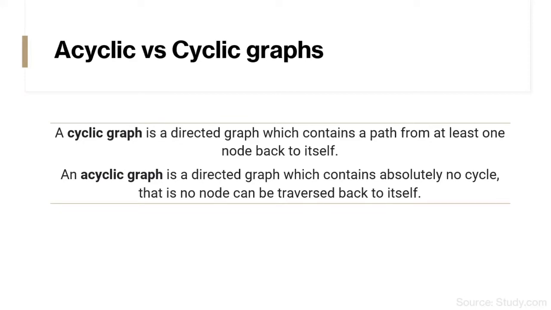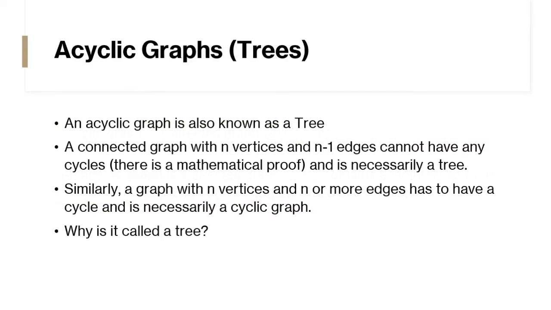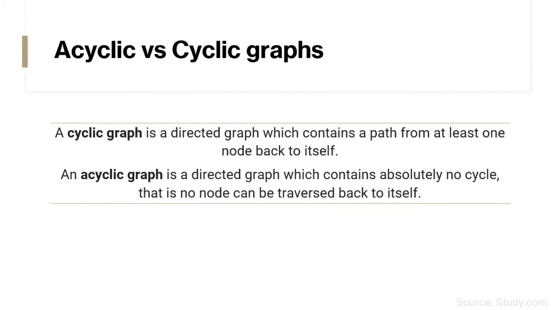So now that we have covered the basics of a graph, we can start talking about acyclic versus cyclic graphs. A cyclic graph is a directed graph which contains a path from at least one node back to itself. An acyclic graph is a directed graph which contains absolutely no cycle, that is, no node can be traversed back to itself. So just quickly to debrief what this means, basically there are two types of graphs. In one type of graph you can draw cycles through the graph, so you can start at one node, go through a cycle, and end up back at the same node.